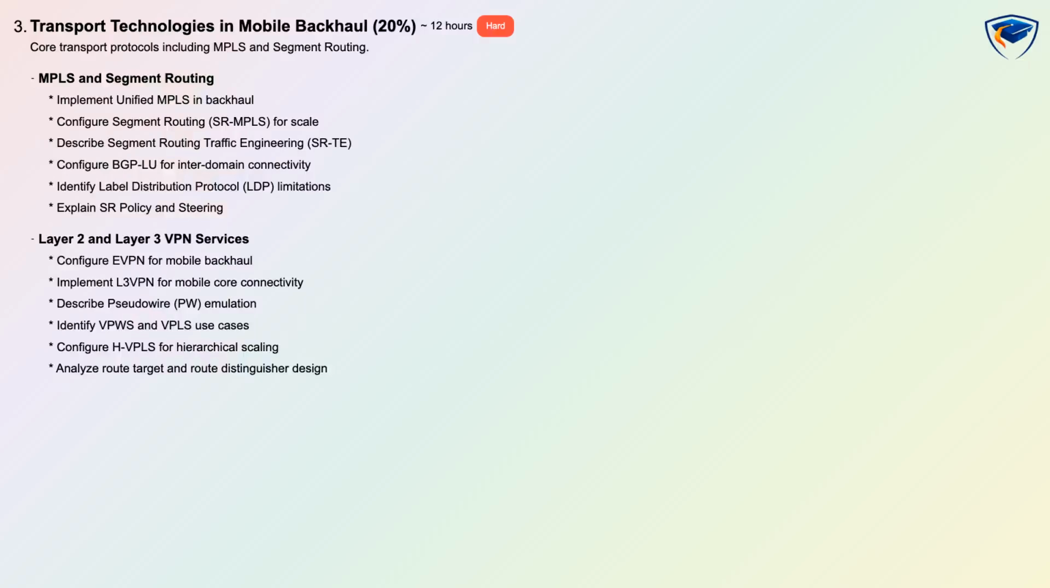Transport technologies in mobile backhaul is 20% and is a hard domain focused on core transport protocols like MPLS and segment routing. Expect about 12 hours of hands-on and conceptual study with scenario-driven assessment.